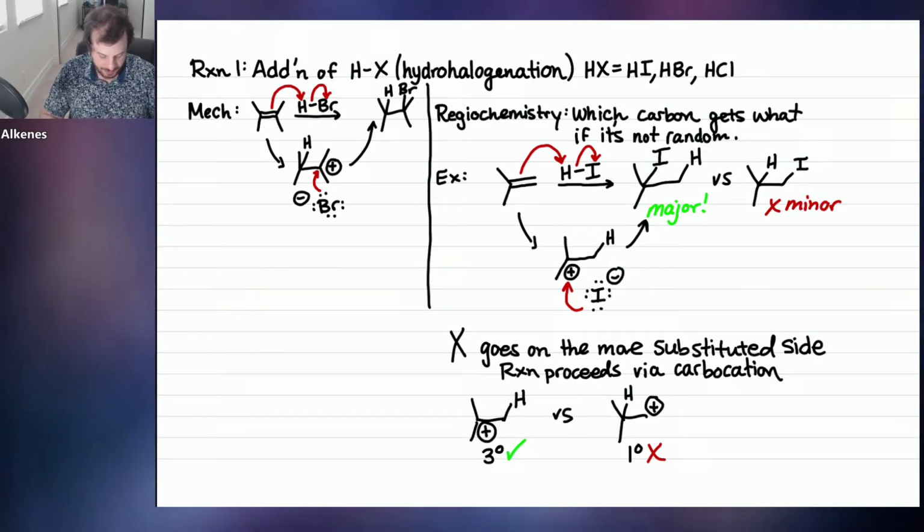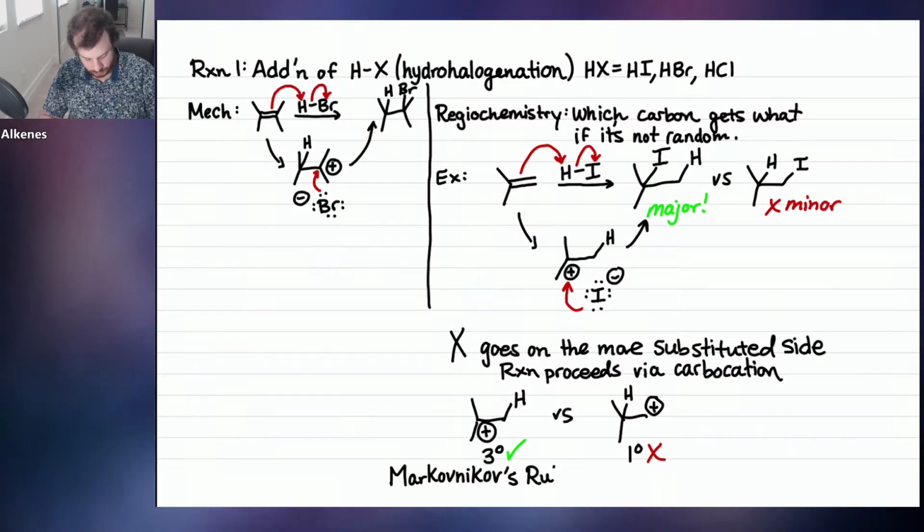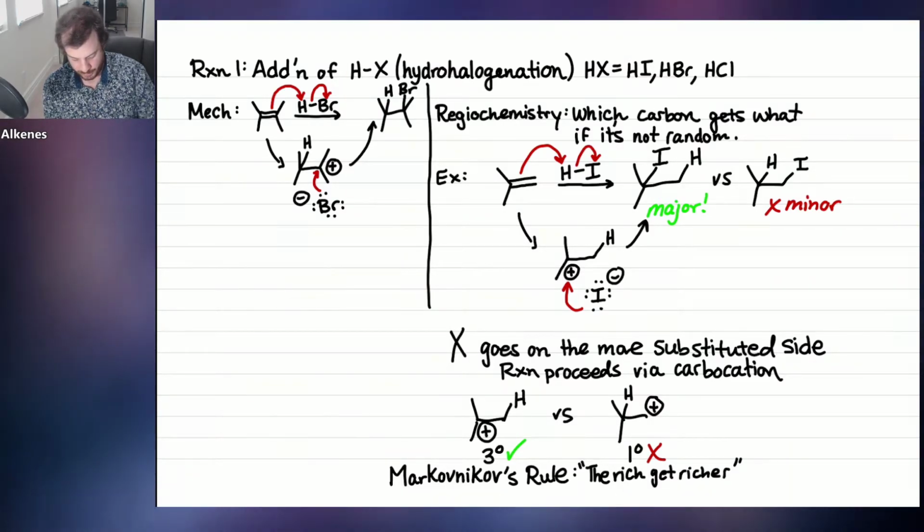And this has a name, a Russian name. It's called Markovnikov's rule. Okay, and the way you can think about Markovnikov's rule is like this. The rich get richer. Which we know is true. And why do we call it the rich get richer?